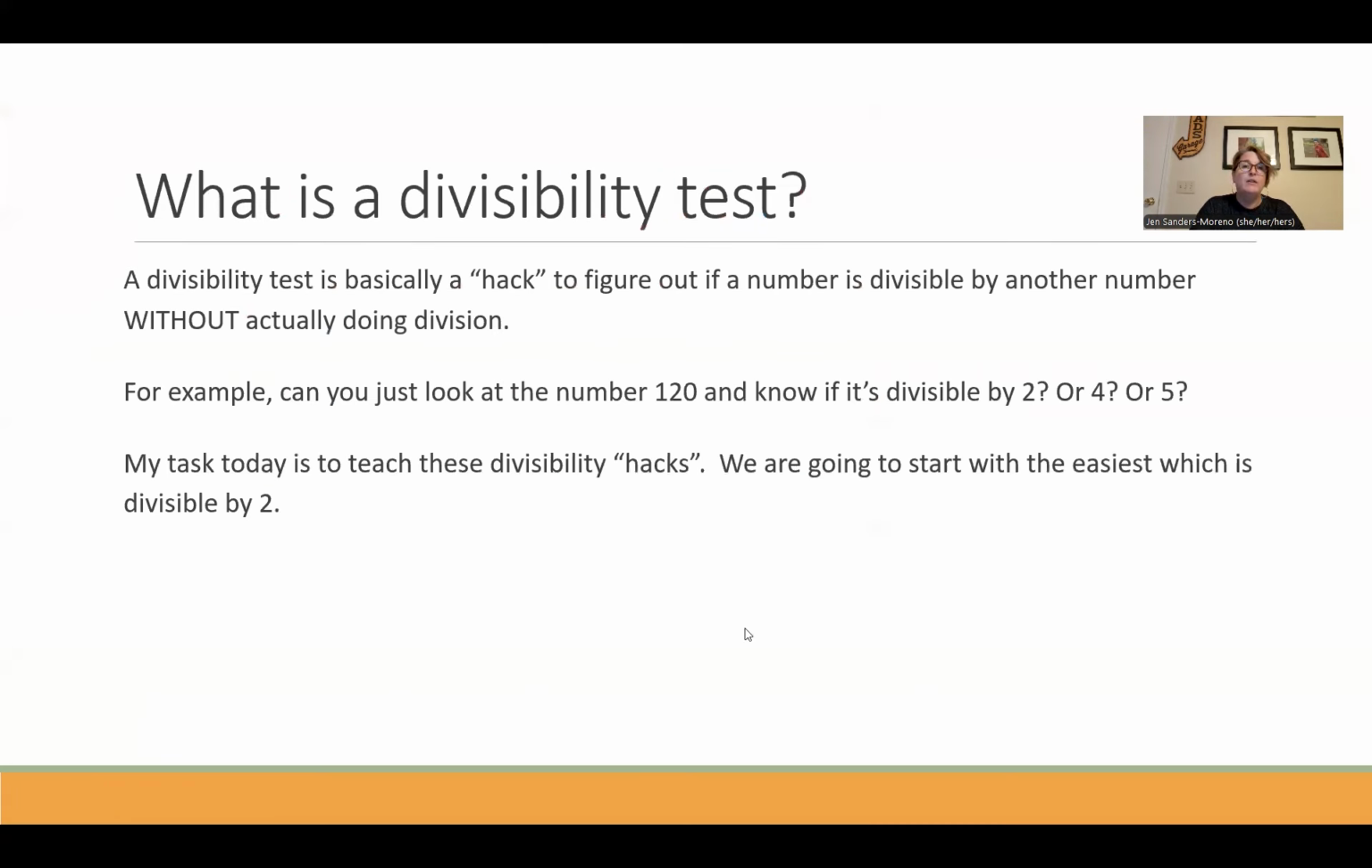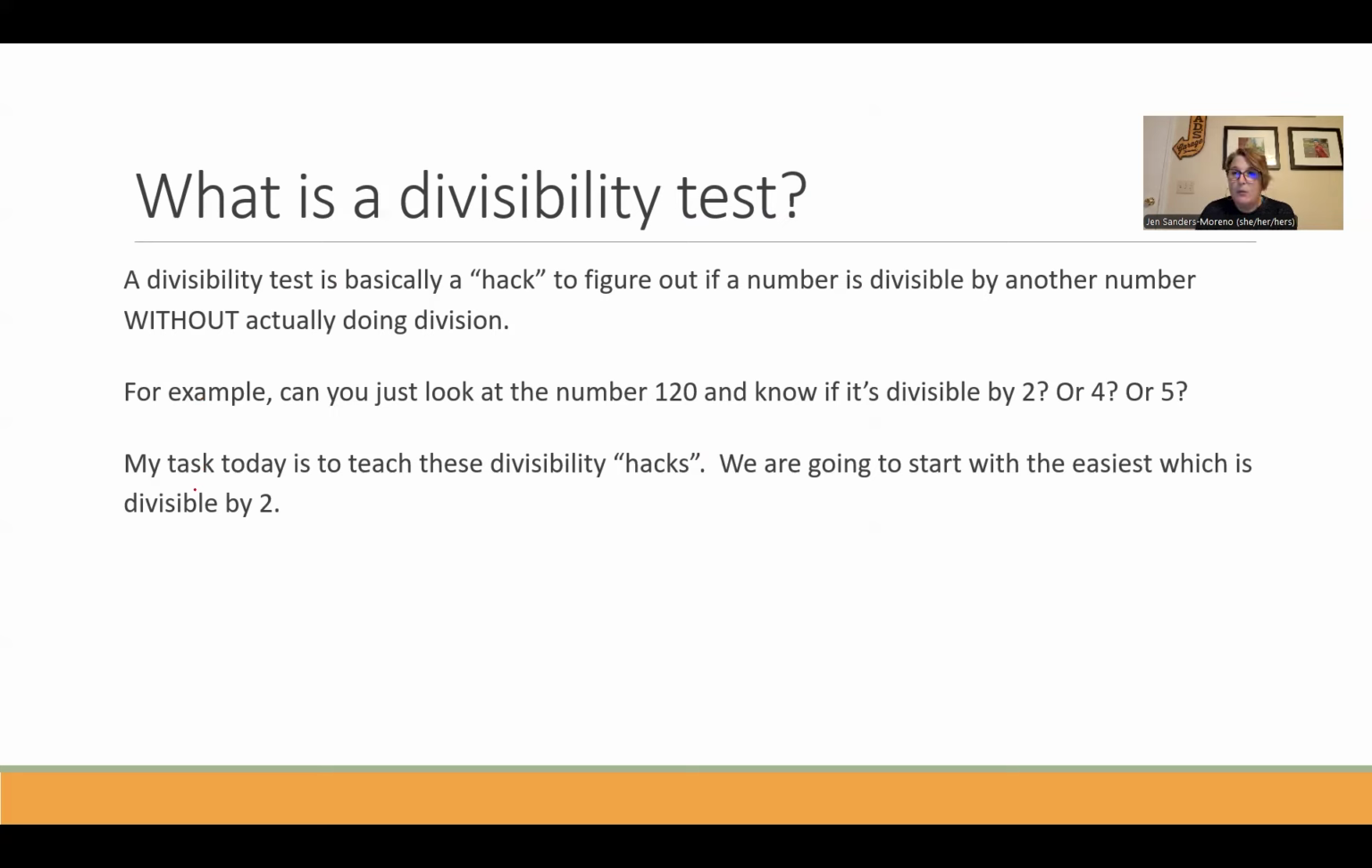All right. First up, what the heck is a divisibility test? That's a good question. It's basically a hack or a trick to figure out if a number is divisible by another number without actually doing division. So you can always just do long division, but that's the opposite of what we're trying to do. We're trying to do a shortcut hack to see if something's divisible or not by certain numbers.